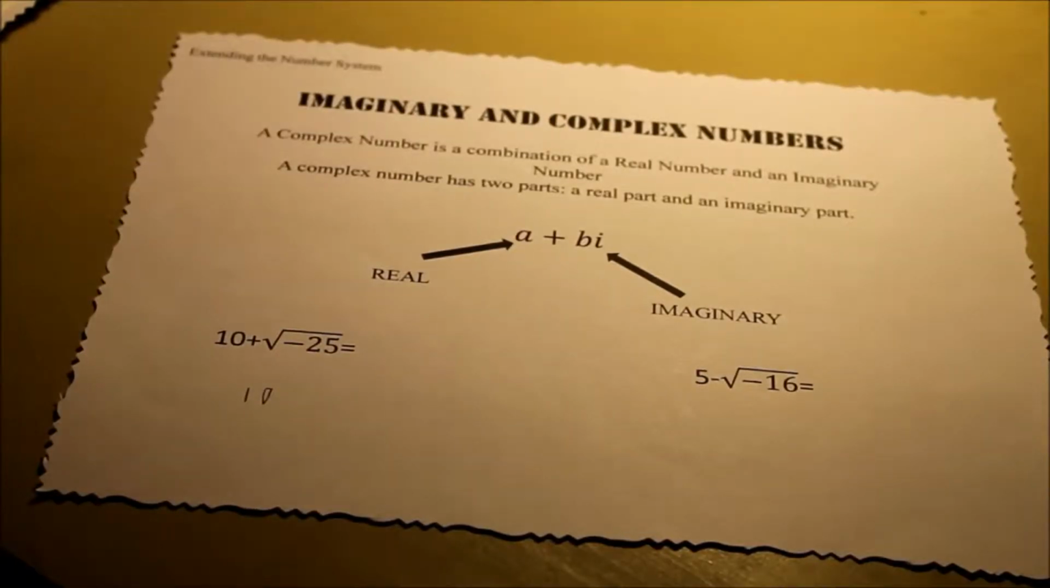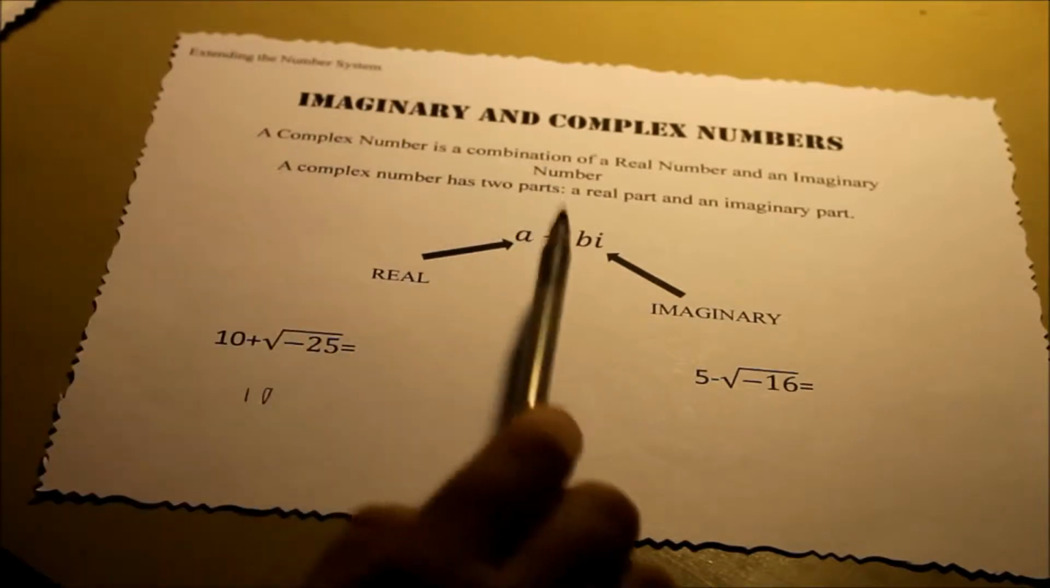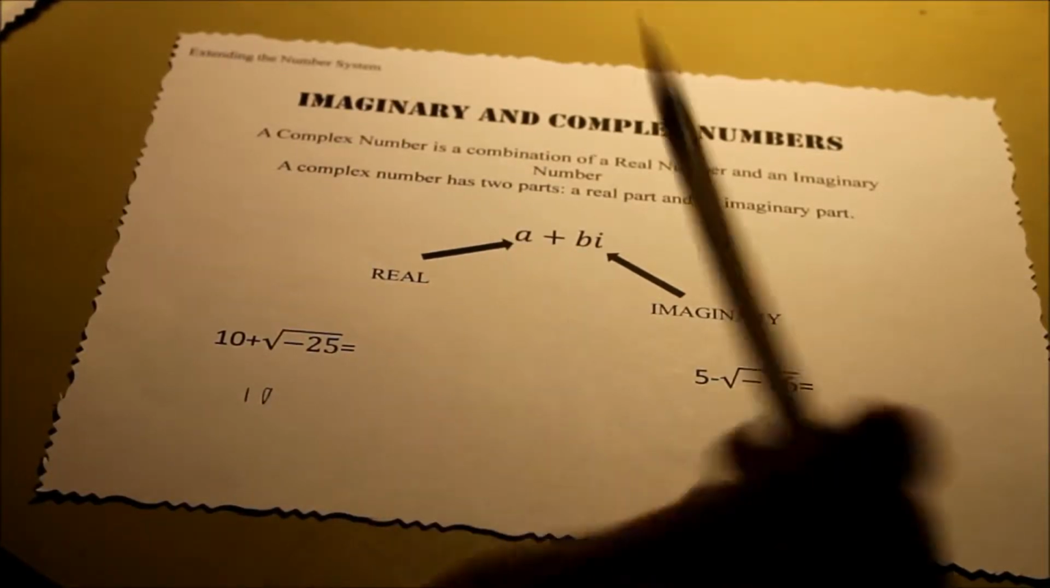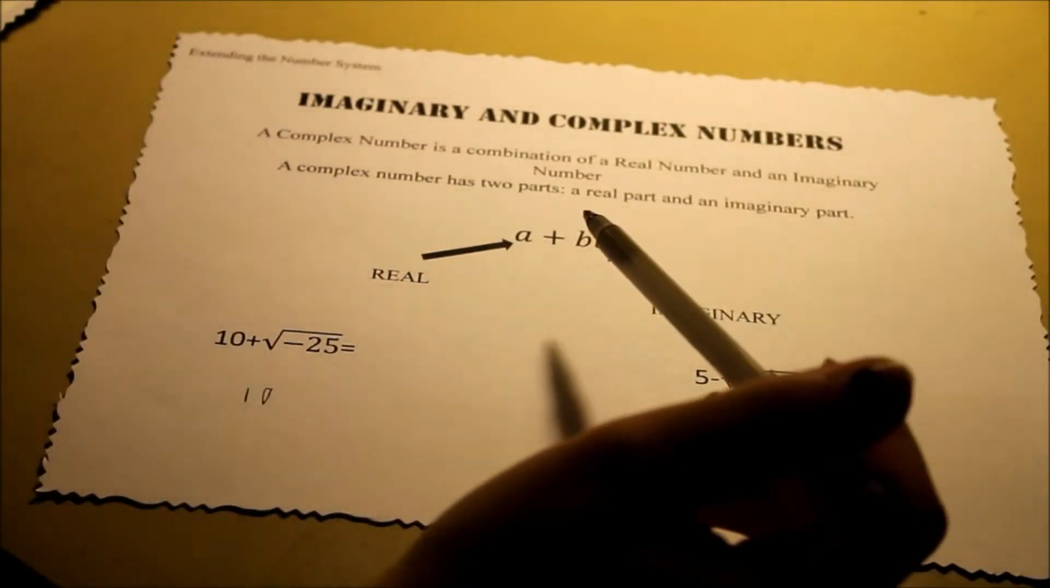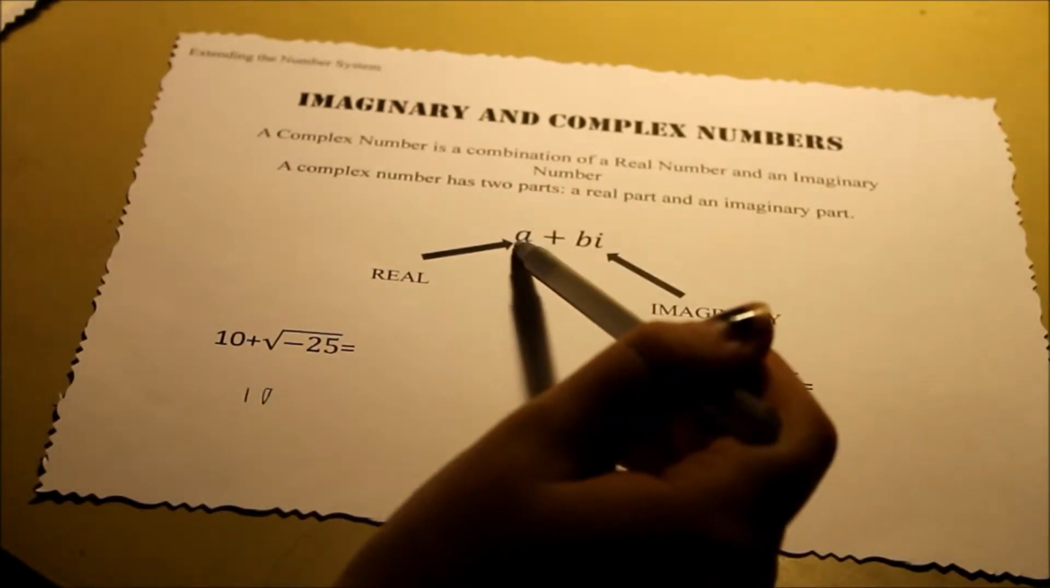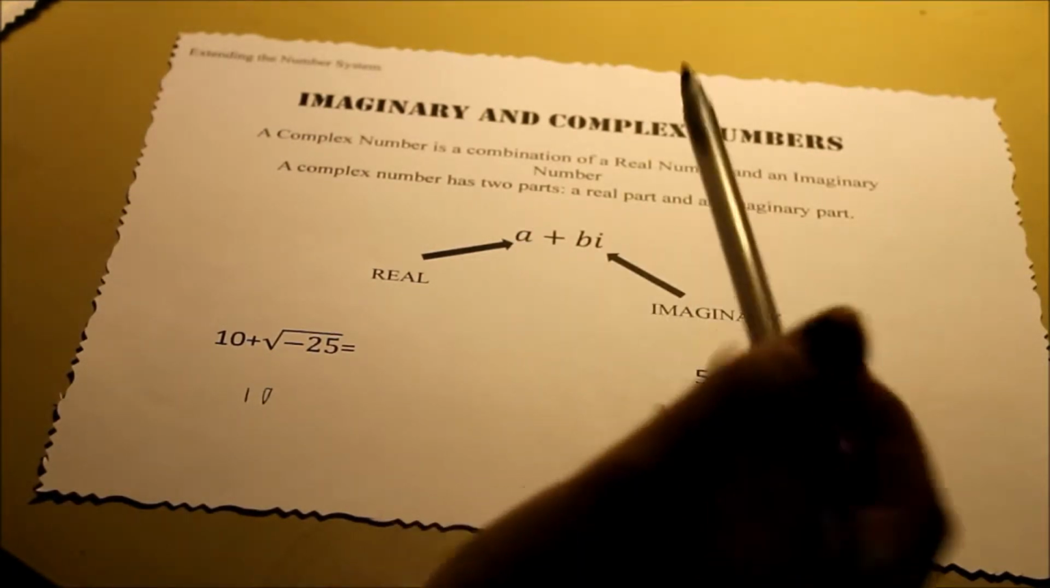Imaginary and complex numbers. A complex number is a combination of a real number and an imaginary number. A complex number has two parts, a real part and an imaginary part. So a plus bi is basically your formula. So a is real and i is imaginary.